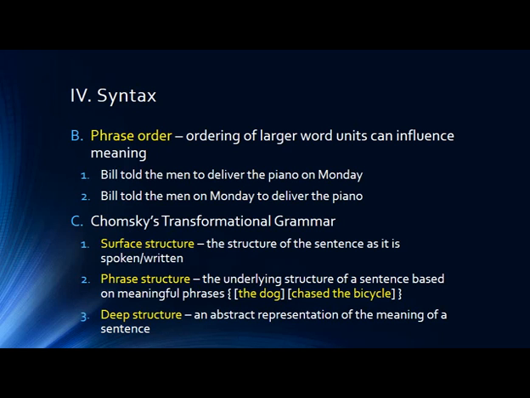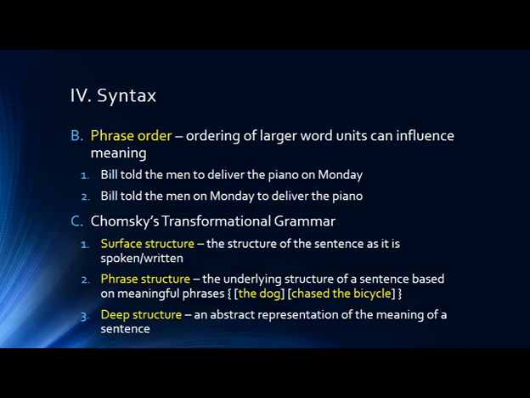One of the ways we analyze language syntax is through Chomsky's transformational grammar. We talked about Noam Chomsky at the very beginning of the semester. We talked about the very famous dispute between Noam Chomsky and B.F. Skinner on the nature of language. So, according to Chomsky, we have a surface structure, a phrase structure, and a deep structure.